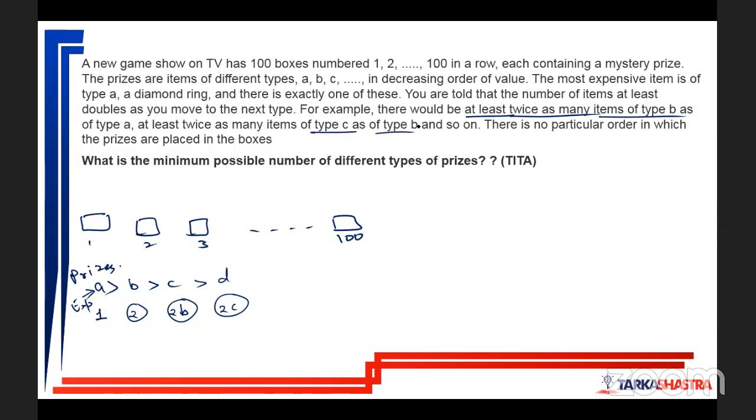There is no particular order in which the prizes are placed in the boxes. So it is not necessary that the first box will have the diamond ring. It can be anywhere. All these prizes can be placed anywhere.